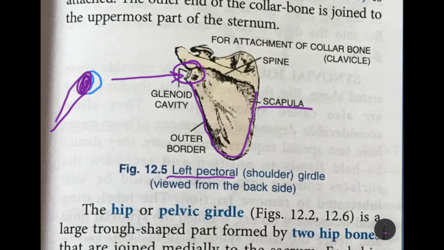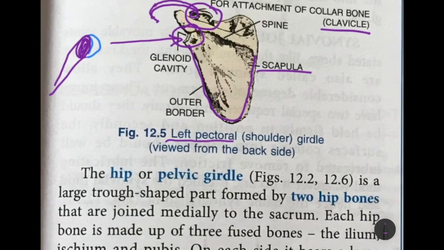Okay, and you can see close to this joint, to the glenoid cavity, there is a small raised part, and to this raised part the collarbone, which is also known as the clavicle, will come and join. From the front it will come and join, and it will go all along towards the front and join to the uppermost part of the sternum or the chest bone.